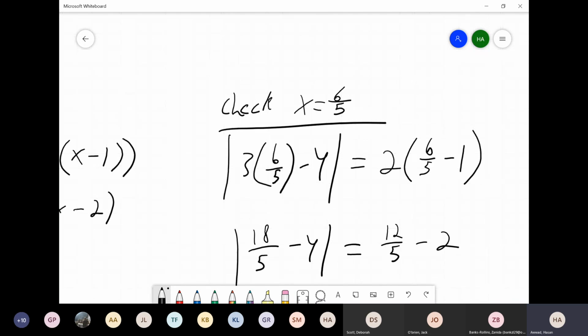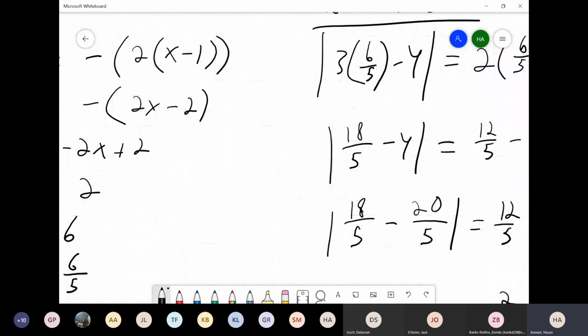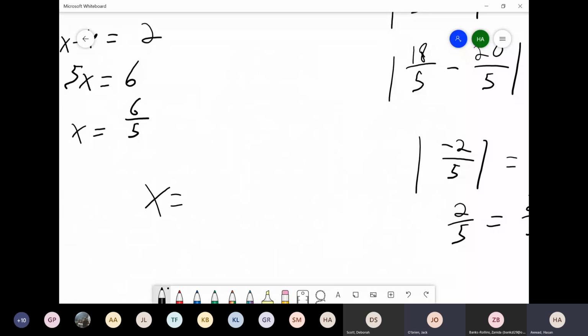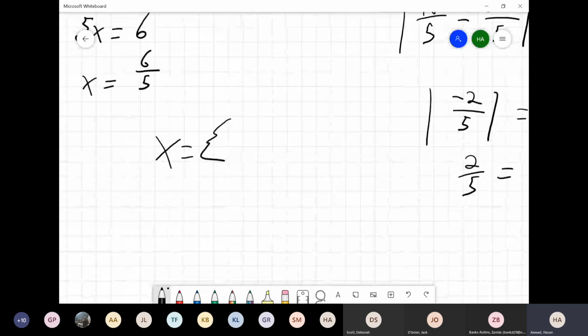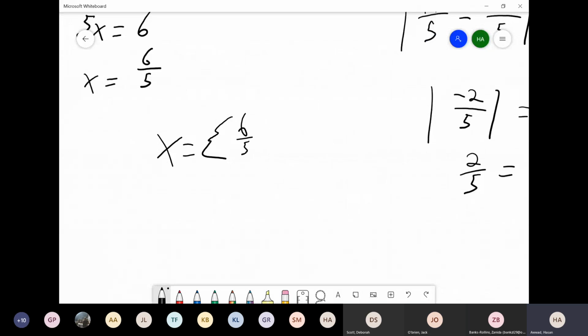So we have just shown that 6 over 5 is in fact a solution. So we have 2 solutions, and you would just write your solution set as x is equal to, God, what was the first one? 2? 2, yeah. So 6 over 5, comma, 2, and that's it.